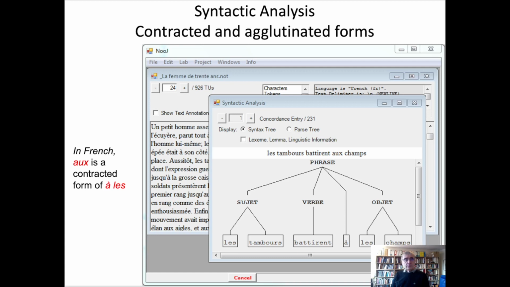Here is an example of a contraction. In French, "aux" is a contraction of two words, the preposition "à" and the plural determiner "les". So if you type in "les tambours bâtir aux champs" with this contraction, because the lexical analysis represented "aux" as a sequence of two atomic linguistic units, it's not a problem for the syntactic tree to represent this word form as two linguistic units in the tree.